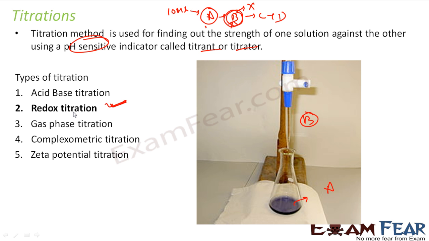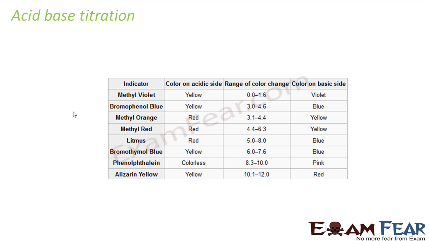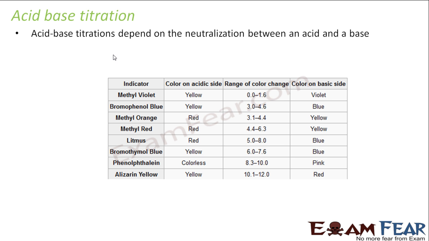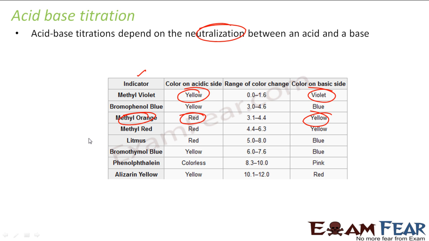But before going through redox titration, let's also discuss acid-base titration. In acid-base titration, it all depends on the neutralization of acid and base. In this case, we use indicators which have different colors in acidic and basic medium. For example, methyl violet has yellow color in acidic medium and violet color in basic medium. Methyl orange is red in acidic, yellow in basic. Litmus is a good test, red in acid, blue in basic. Phenolphthalein is colorless in acid and pink in basic.